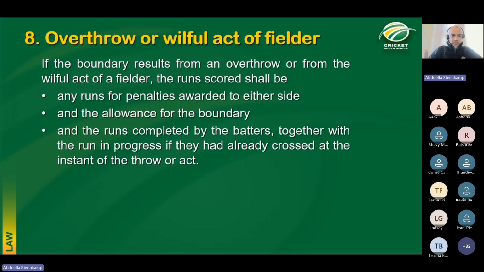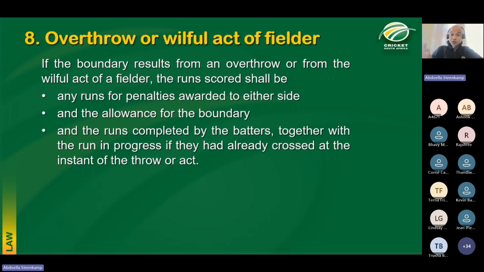And then runs completed by the batters, together with a run in progress if they crossed at the instant of the throw, also count. So just to summarize again, if a boundary results when there was an overthrow or a willful act by a fielder, runs are scored as follows: no ball or wide counts, so any penalties will count. You will give the allowance for the boundary and the completed runs count, and the run in progress if they cross at the instant of the throw or act.